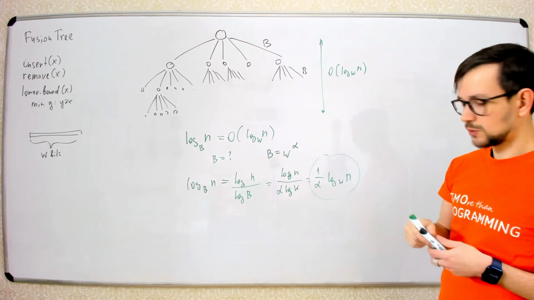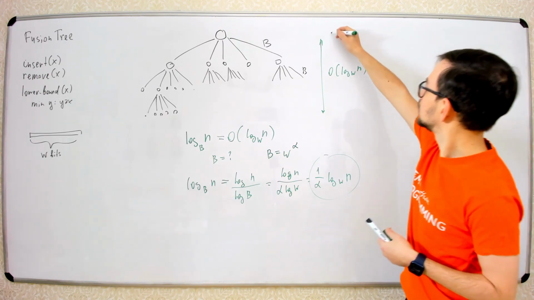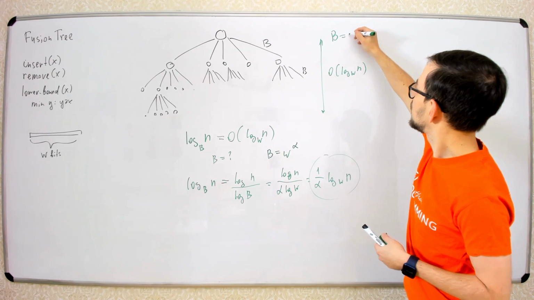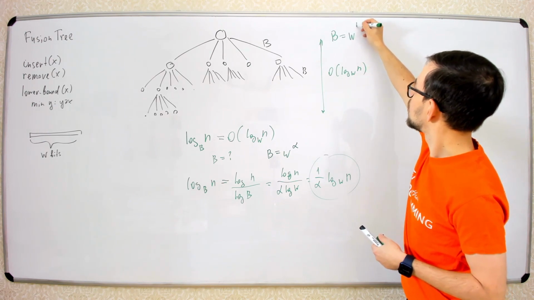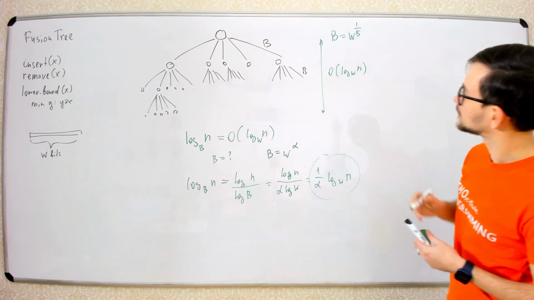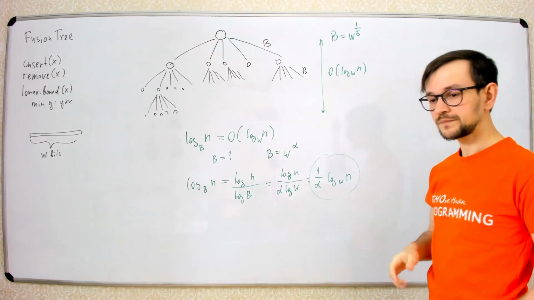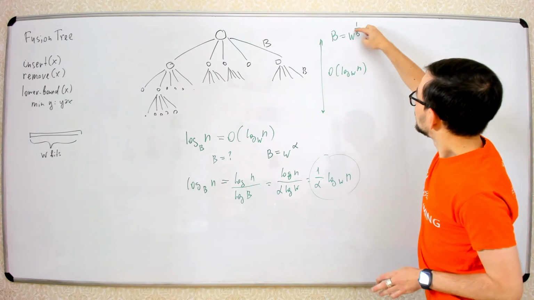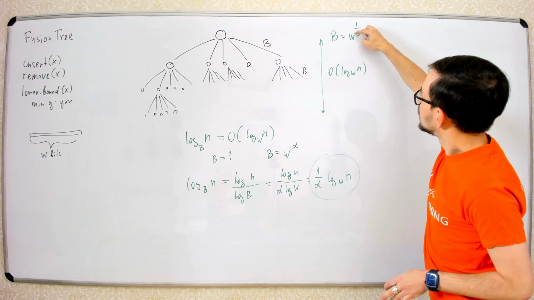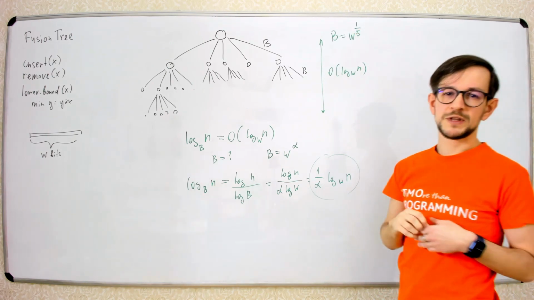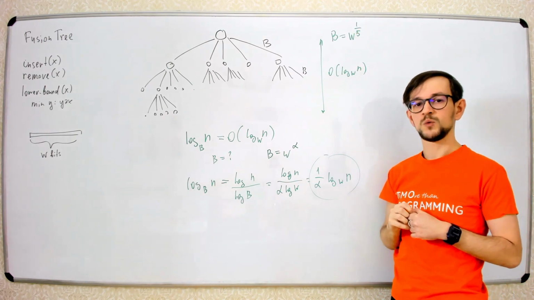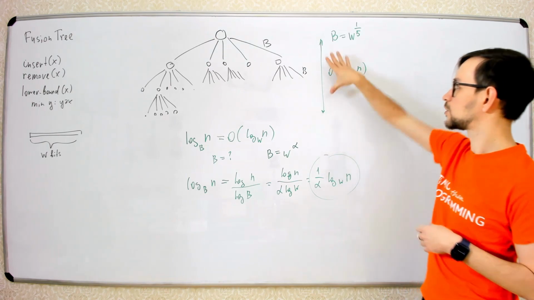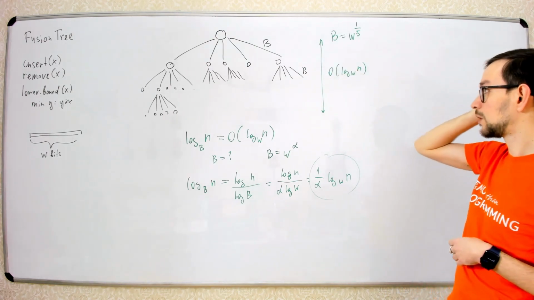And in our solution, we will pick b, spoiler alert, as W in power 1 over 5. So the branching factor will not be W, but it will be big enough to make the height of the tree big O of logarithm base W.